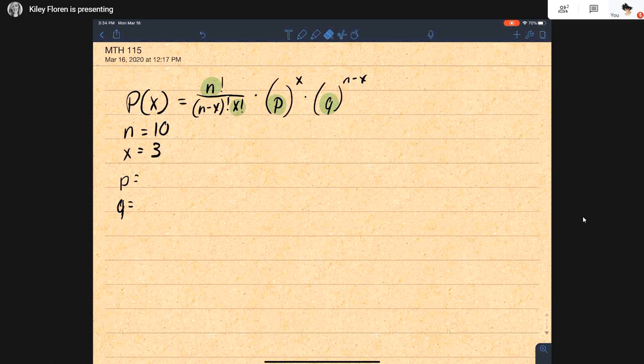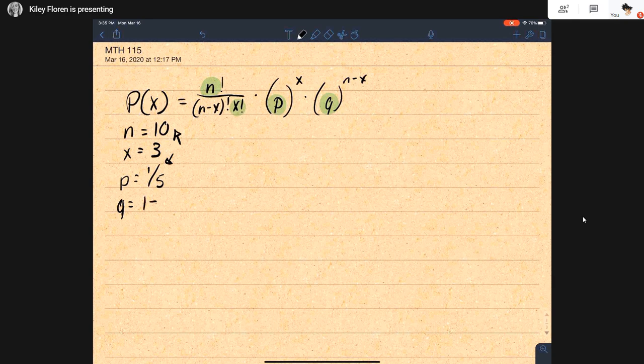Now p, the probability of success for any given person. Again, this is where it gets a bit tricky. This came out of that survey. That survey said that 1 in 5 Americans said that they've been to the doctor. So for every single person that I go and ask, every single one of these 10 people, I'm expecting each one of them to have about a 1 in 5 chance of saying, yeah, I went to the doctor.